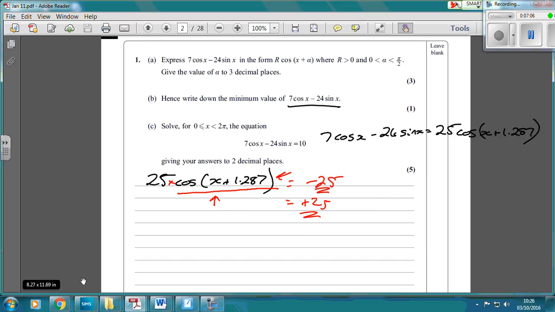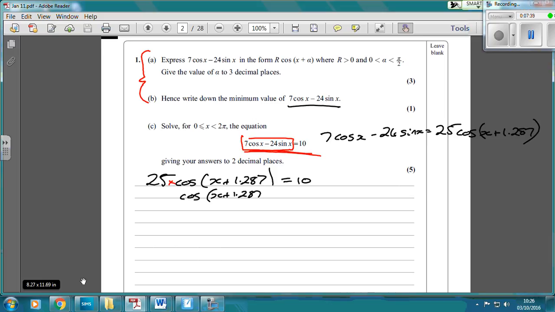So, for the final 5 marks, we've got to solve this to 2 decimal places. Now, they're not going to ask us to do part A and part B, and then ask us to solve this a different way. We can write this thing here, as we know, 25, in fact, I've written it here. So 25 cos of (x plus 1.287), and we're going to set that equal to 10. That's going to be our first mark. The next thing we're going to do is cos of (x plus 1.287) equals 10 over 25, or 0.4.